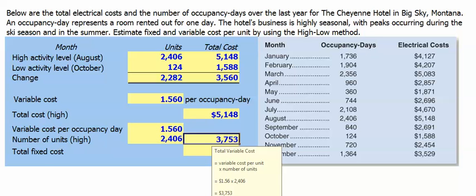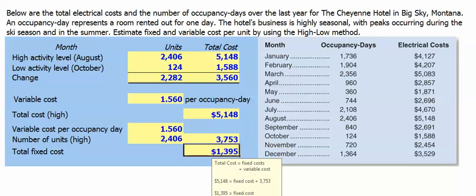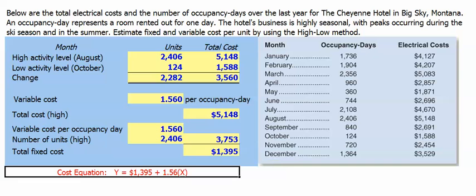$3,753. To calculate our total fixed cost, we simply take our total cost and subtract our variable cost of $3,753 to get a total fixed cost of $1,395. This gives us our cost equation then.